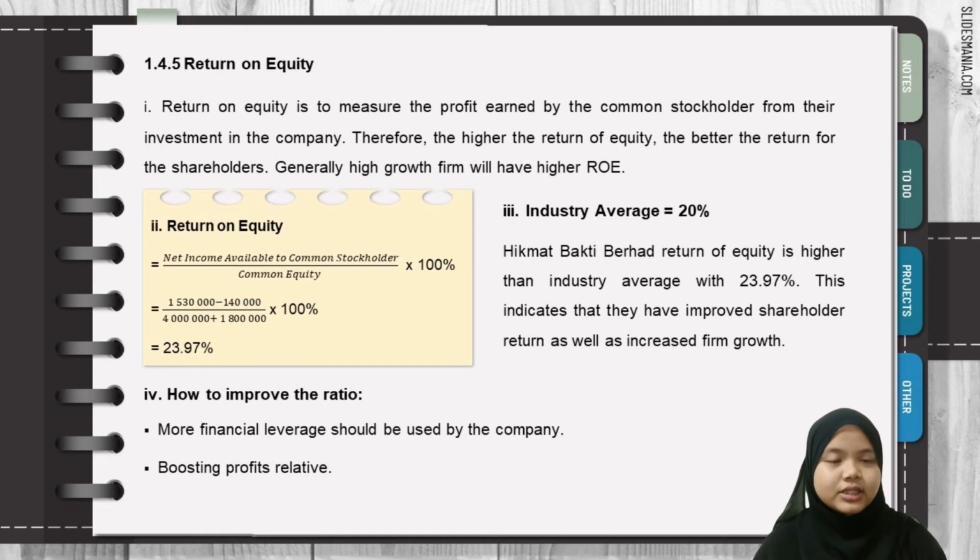The industry average is 20% and this shows that Hikmah Bakti Berhad's return on equity is higher than the industry average. Therefore, more financial leverage should be used by the company to enhance its return on equity. Also, boosting profit relative to equity can improve a company's return on equity.